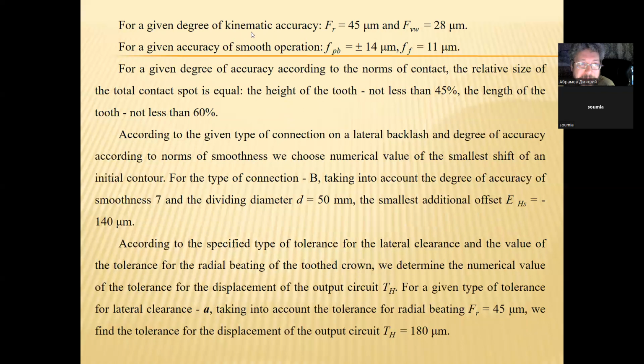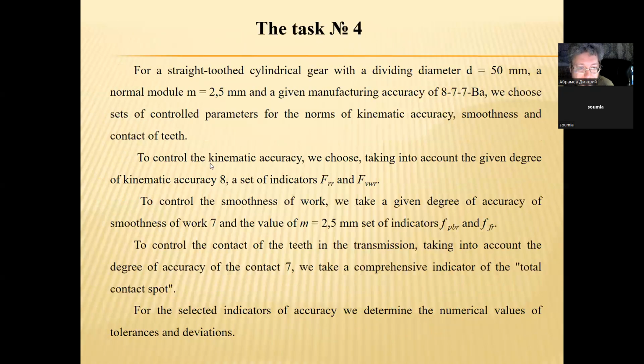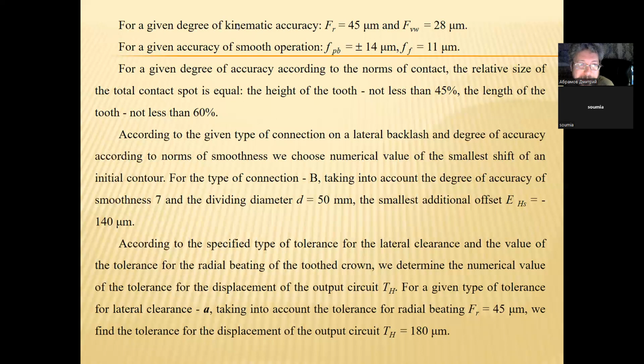For a given degree of kinematic accuracy, we have kinematic accuracy degree 8. For a given degree of kinematic accuracy, big F suffix r is equal 45 micrometers and big F suffix vW is equal 28 micrometers. For a given accuracy of smooth operation, small f suffix pb is equal plus minus 14 micrometers. F suffix f is equal 11 micrometers.